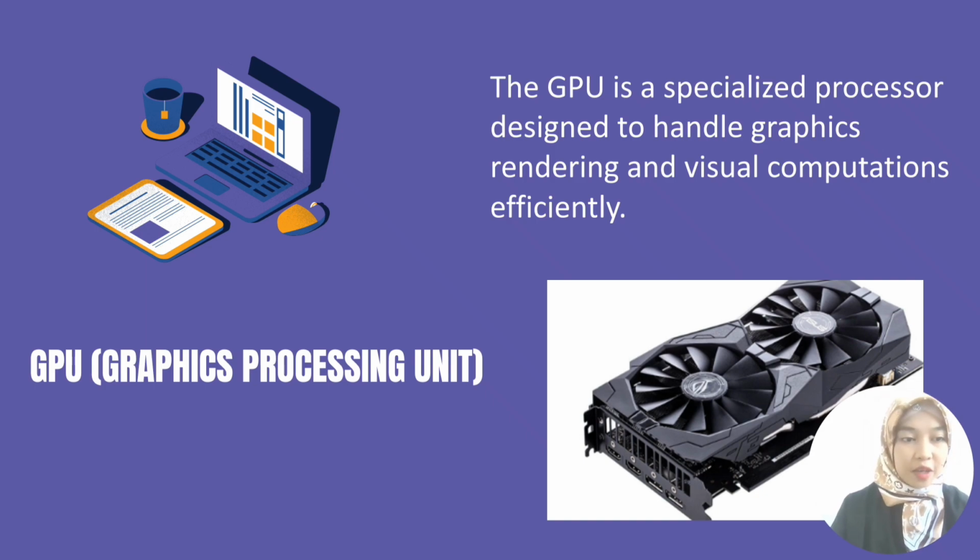Unlike the CPU, which excels at sequential tasks, the GPU has thousands of smaller cores that work in parallel, making them ideal for processing large amounts of data needed for tasks like rendering high-resolution images, animating complex scenes, displaying 3D models, or running graphics-intensive applications such as video games or professional design software.